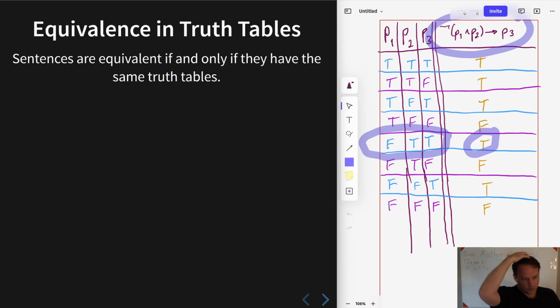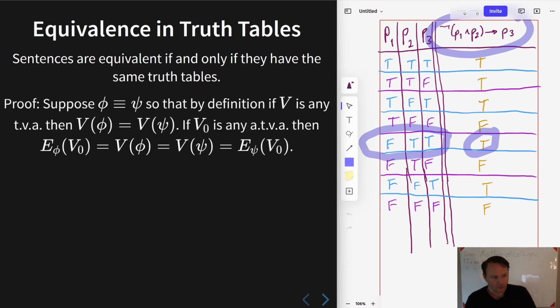Okay, so sentences are equivalent, right? So we're going to basically just practice this concept a little bit just by noticing that sentences are equivalent if and only if they have the same truth table. So that is to say, suppose we have some two sentences, phi and psi, and that they are equivalent to each other.